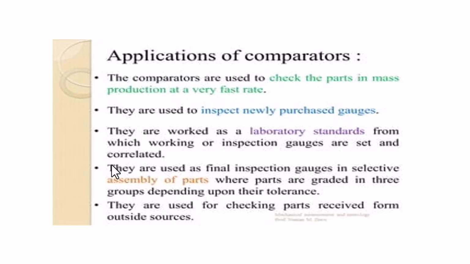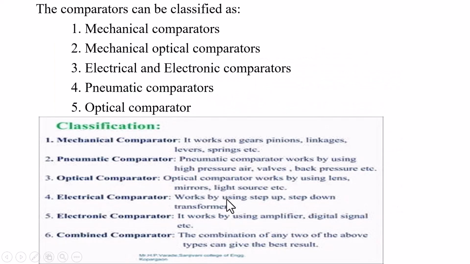So there are some applications. Generally, these are some general things about comparators. They check parts in mass production at a very fast rate. You have to check the components at a very fast rate, so we are using comparators. In fact, newly purchased gauges work as laboratory standards, or it is used for selective assembly of parts.